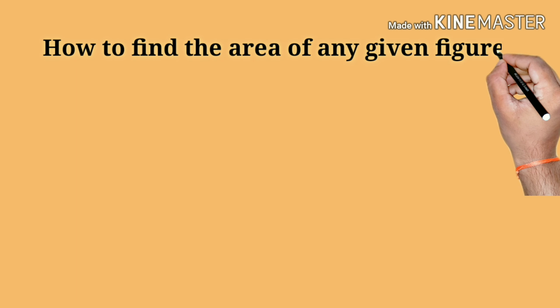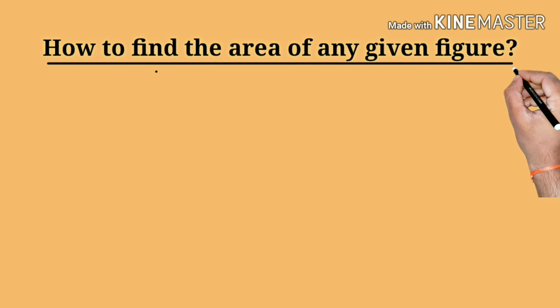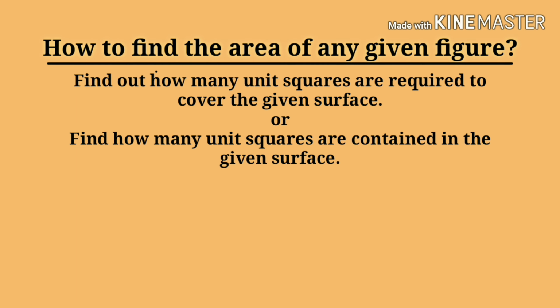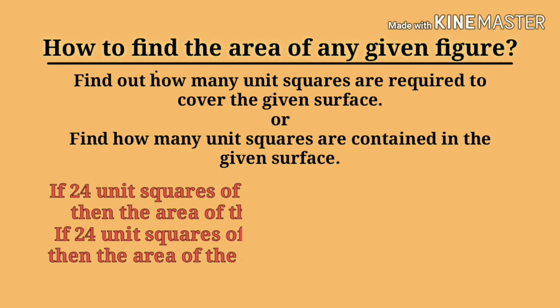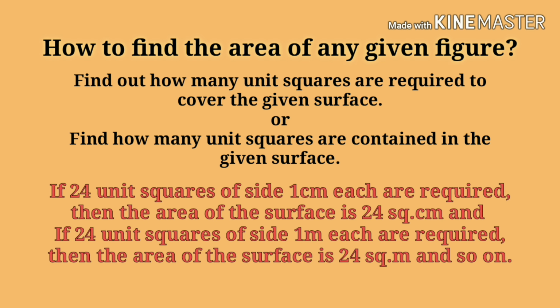Now let's see how to find the area of any given figure or surface. We have to find out how many unit squares are required to cover the given surface, or we have to find out how many unit squares are contained in the given surface. For example, if 24 unit squares of side 1 cm each are required to cover the whole surface, then the area of the surface is taken as 24 square centimeter, and if 24 unit squares of side 1 meter each are required, then the area of the surface is taken as 24 square meter, and so on.